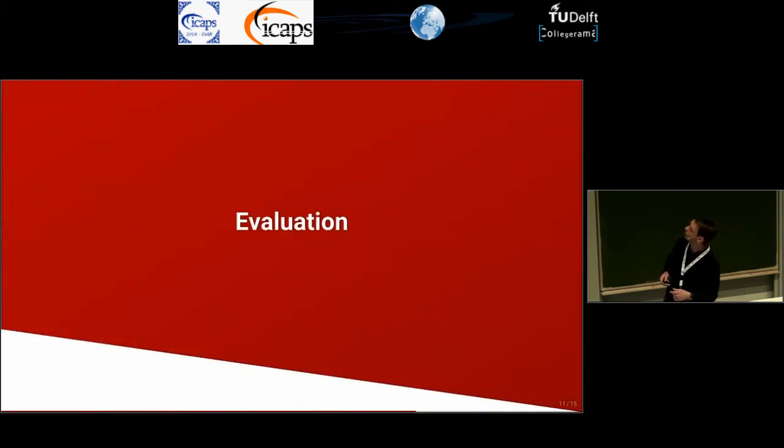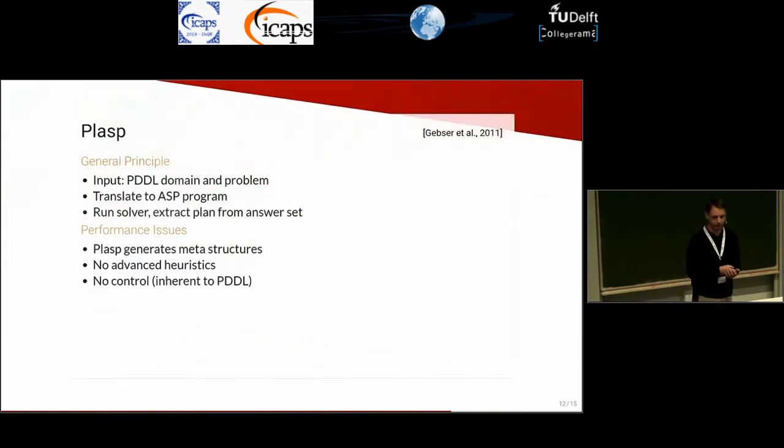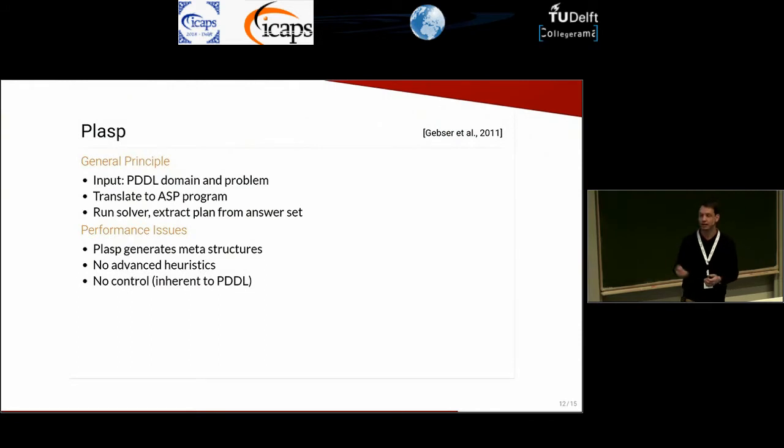Okay, so for the evaluation, first I already briefly mentioned PLAS. So that was a system developed by the group in Potsdam where they take PDDL as an input, translate this into an ASP program, and then run this through the solver. But there are several performance issues with that. One is that it generates kind of meta structures based on the PDDL input types, and that makes it rather hard because there's a lot of indirect reasoning involved in the solving process.